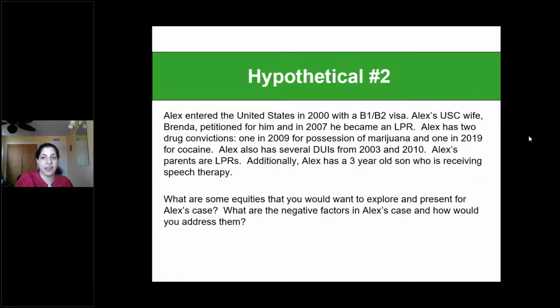And I think, seeing whether he's involved in his son's speech therapy. If the last DUI was in 2000, has he rehabilitated? And is there any proof of that?